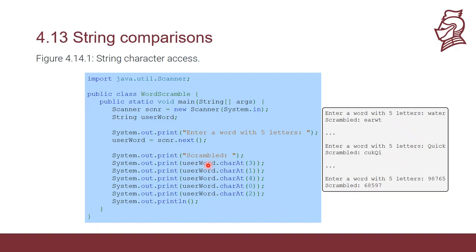So this is how you get a character out of a string. userWord is a string. userWord.charAt, with the index value passed in, returns the character at that position in the string.